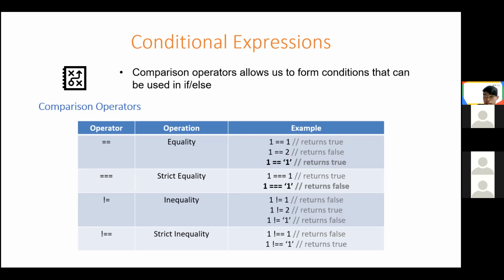So first thing is called the equality operator, which is this double equal sign. With the equality operator, you compare two values and return true if they are the same and false if they are not. You notice it's different from assignment. Assignment is single equals. This is double equals.